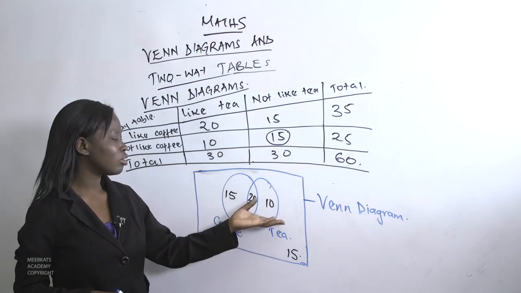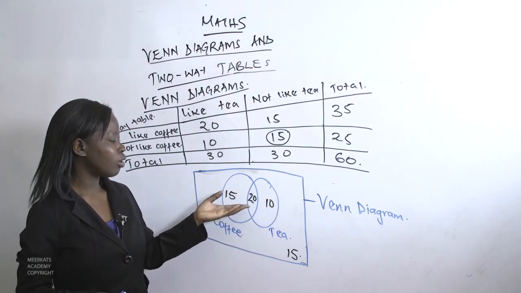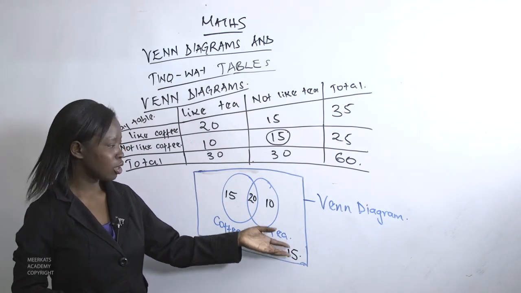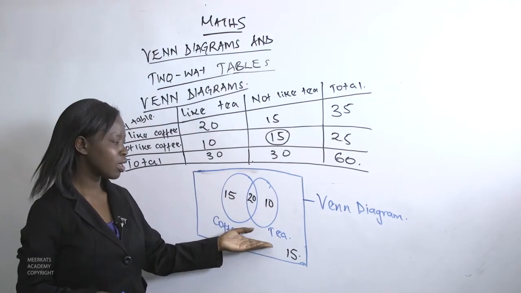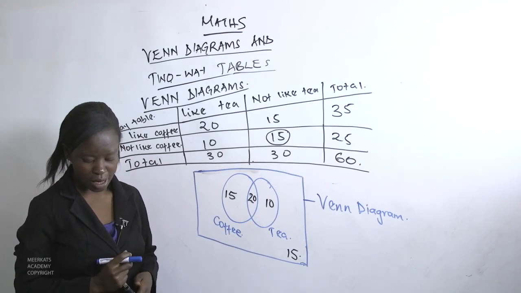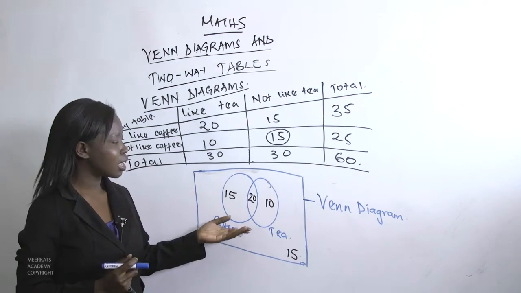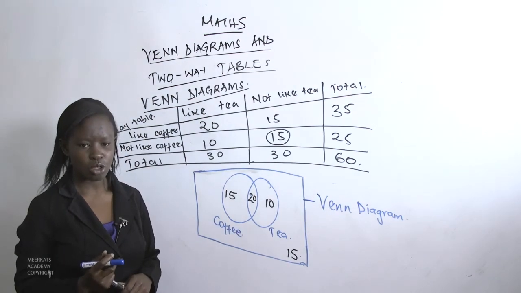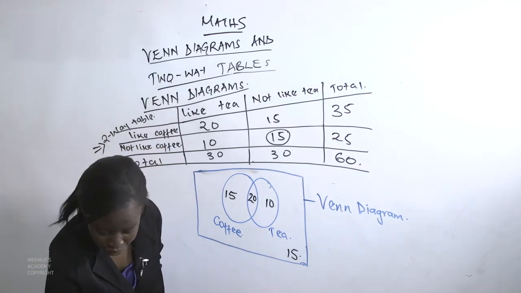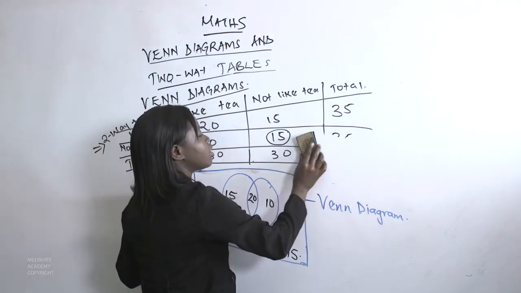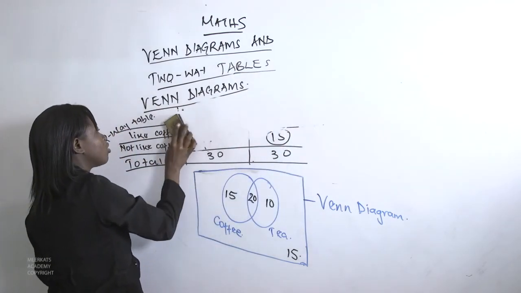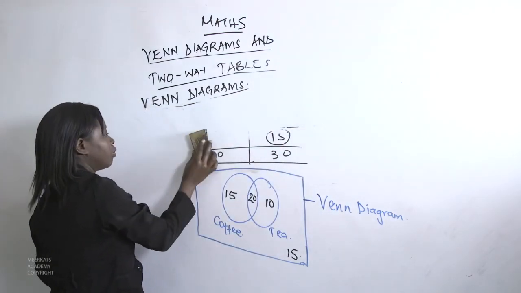Then those who do not like any of them will be written outside the two circles at one point in that given frame. So that is what is referred to as a Venn diagram. From this Venn diagram, we can answer a few questions concerning probability. So this is the Venn diagram I have. I want to use it to answer the following questions on probability.